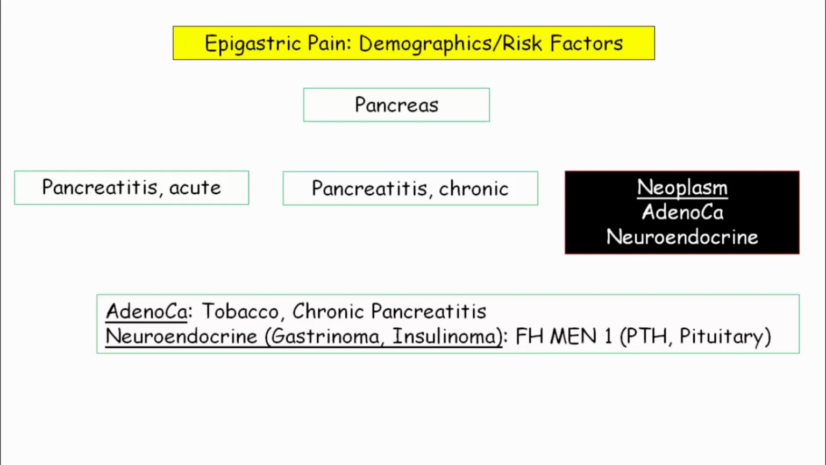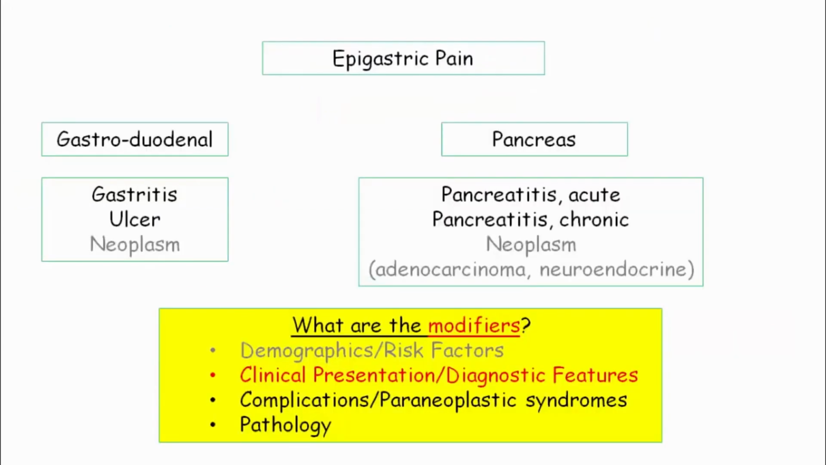The other class of tumors seen in the pancreas are the neuroendocrine tumors, with gastrinoma and insulinoma most commonly noted. These may occur as part of or independent of the MEN1 syndrome, and these are discussed in greater detail in the MEN videos. So those are the key demographics highlighting the context in which individual conditions might appear. Let's move on to their clinical presentation and diagnostic features.